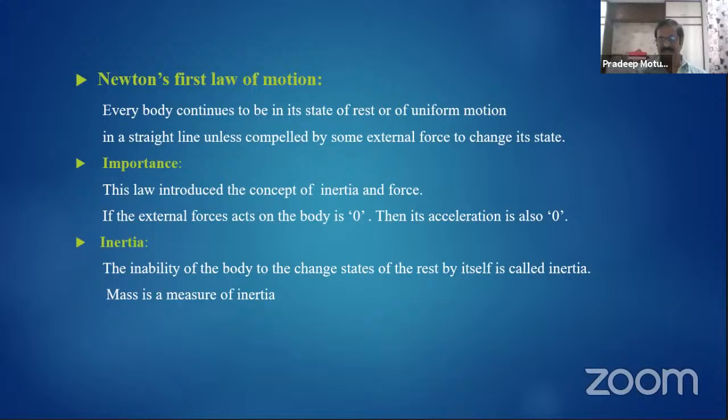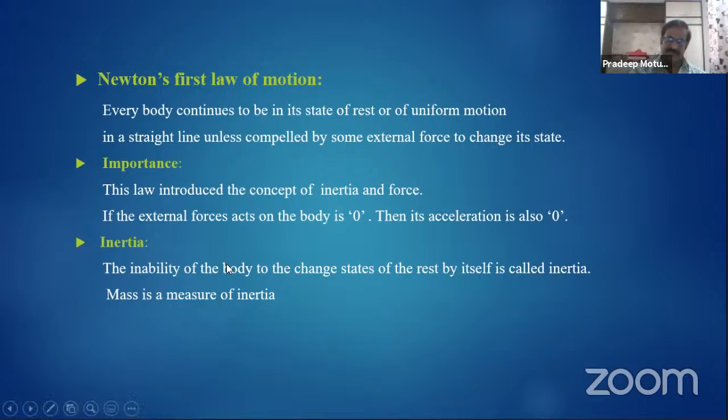If it is at rest, it stays at rest only. If it is in motion, it stays in motion only. That inability of the body to change the state of rest or to change the motion by itself is called inertia. Very importantly, this property of bodies signifies inertia.